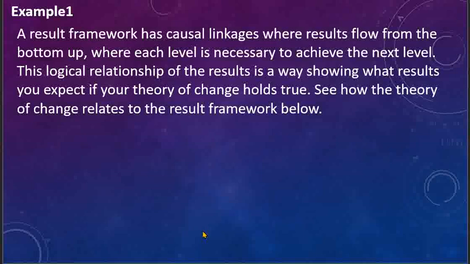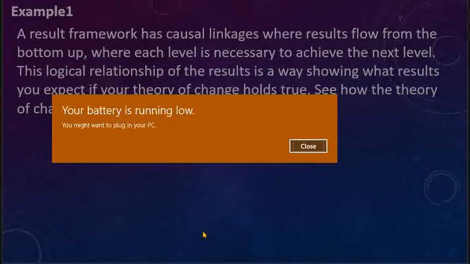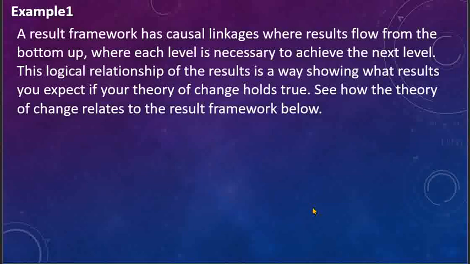All right, let's look at an example. A result framework has causal linkages, where result flows from bottom to up, just like the one we have with theory of change. This logical relationship of result is the way of showing what result you expect if the theory of change holds true. Remember, we are growing from theory of change. Then we go to the result framework, right? See how theory of change relates to the result framework below.